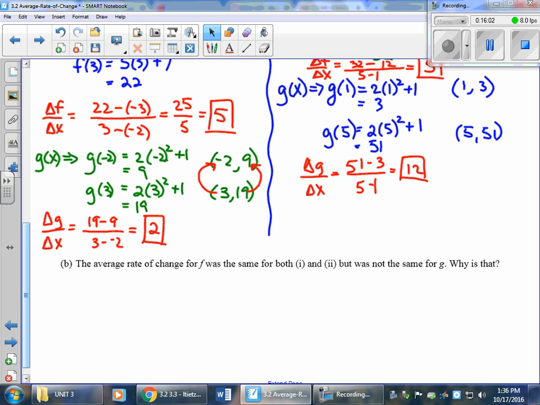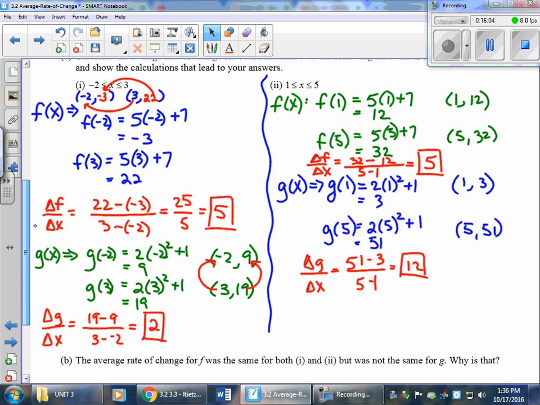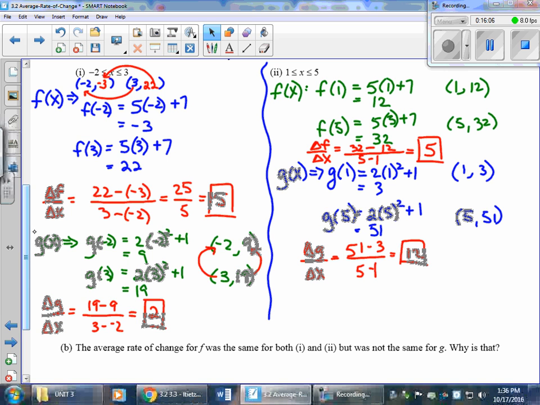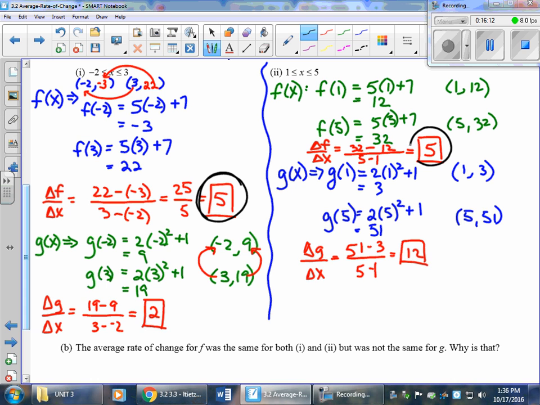So basically what that's saying is if you take a look up here, you'll see how we have 5 here and we have 5 here. But when you move down to g, we have 2 here and we have 12 here. So the question is, why?